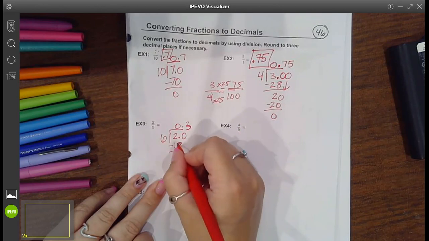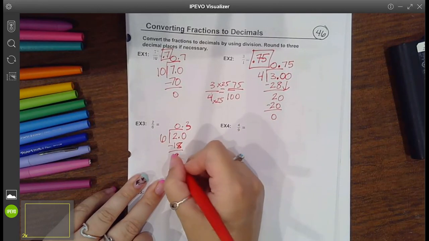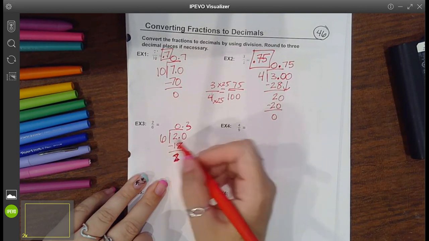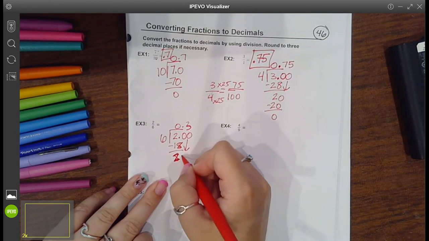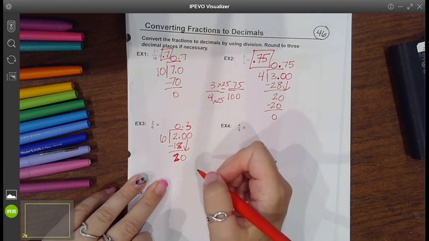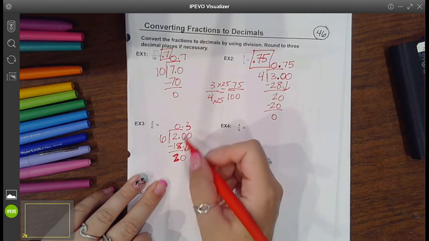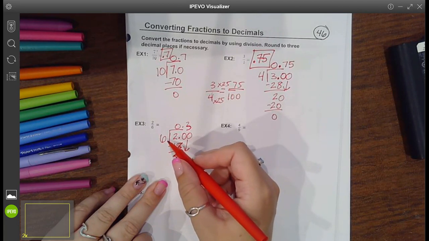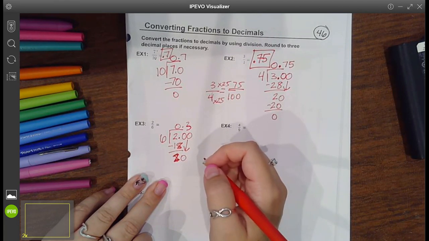And 3 times 6 is 18. And when I subtract that, I get 2. So, this remainder is smaller than that. I'm good. I can keep going and bring down the next number. Okay. Always double check for that though, that instead of keep going, make sure that this remainder is smaller than that, because otherwise you did something wrong and you can't do that.